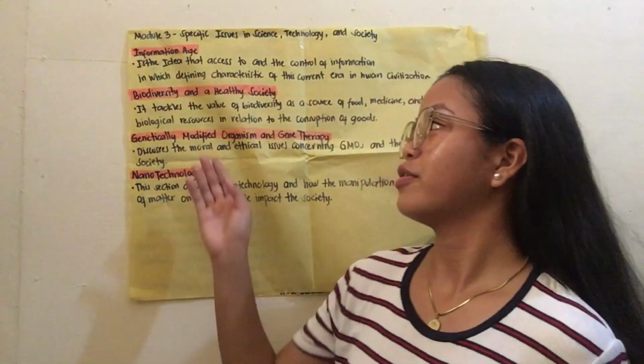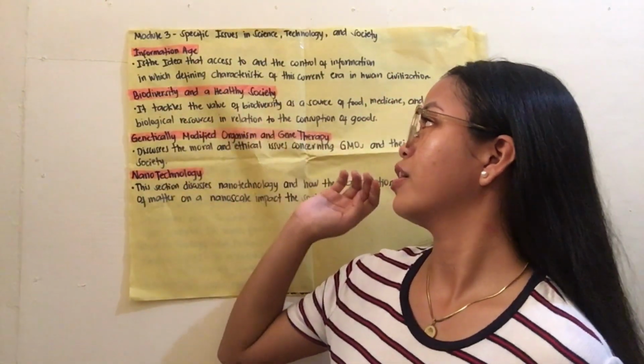Next is biodiversity and the healthy society. Biodiversity focuses on interactions among society, environment, and health. This section also helps to support economic opportunities and leisure activities that contribute to overall well-being. This also includes food, energy, water storage, and flood control, including air and water treatment.